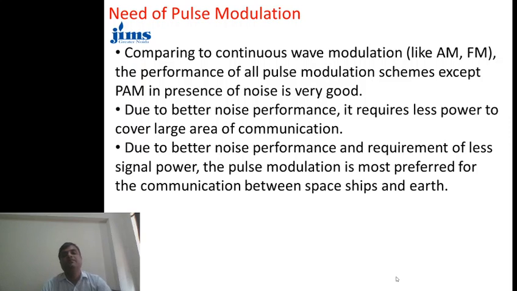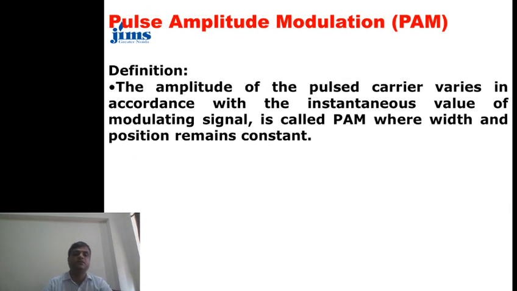Compared to continuous wave modulation, the performance of all pulse modulation schemes except PAM in the presence of noise is very good. In the case of pulse amplitude modulation, noise immunity is very poor. Due to better noise performance, it requires less power to cover a large area of communication. These are basically the reasons we are moving from continuous modulation to pulse modulation. Due to better noise performance and lower signal power requirement, pulse modulation is most preferred for communication between spaceship and Earth, because interference is large in that type of communication system.